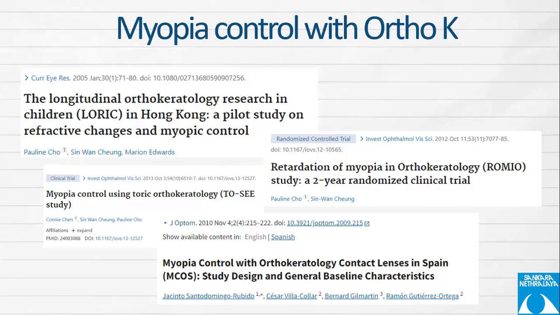So these are a few prominent studies with myopia control where they talk about orthokeratology in myopia and compare with conventional single vision glasses and also low dose atropine therapy. The few prominent trials are the longitudinal orthokeratology research, the 2C study where they checked for toric Ortho-K lenses efficacy, and the Romeo study, the retardation of myopia in orthokeratology study, which was a 2-year randomized trial, and the myopia control study with Ortho-K lenses in Spain.